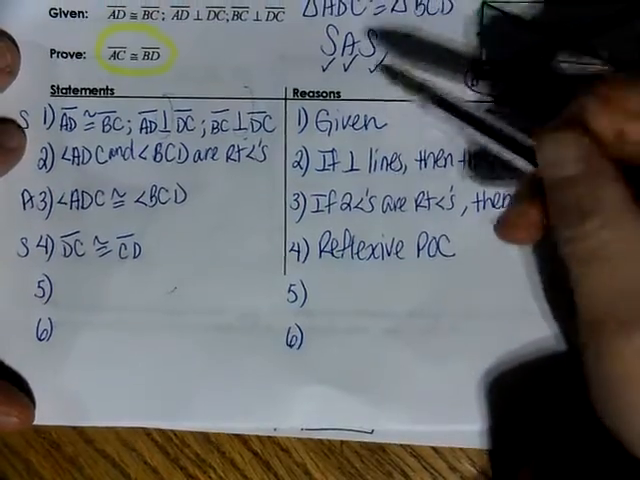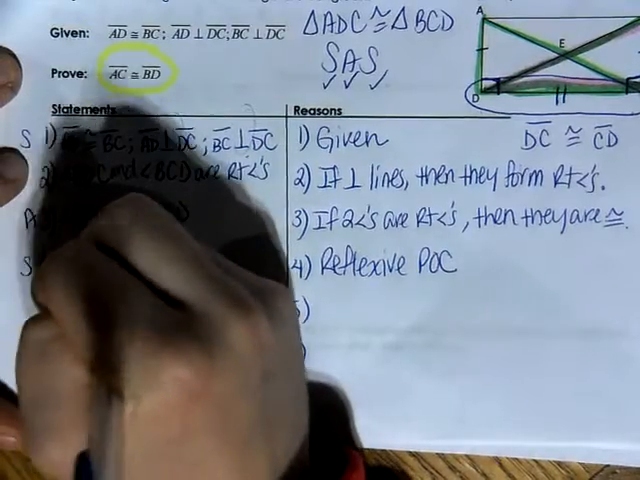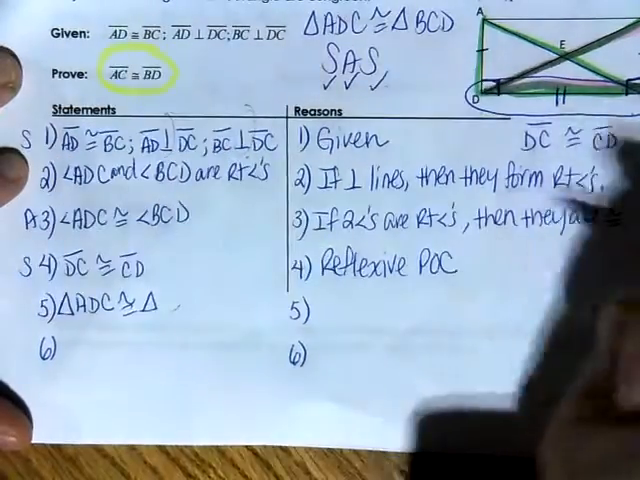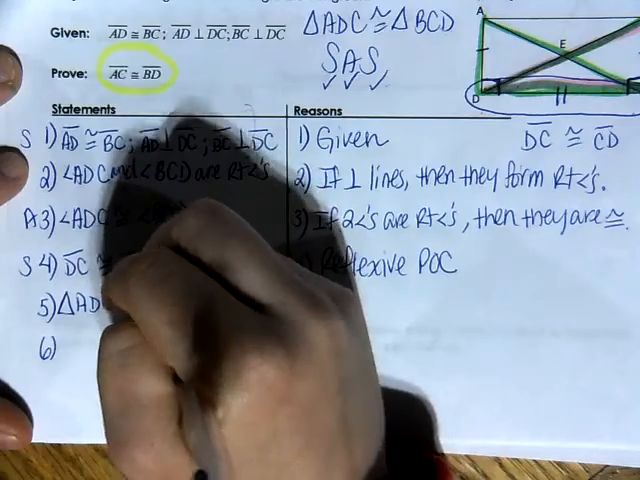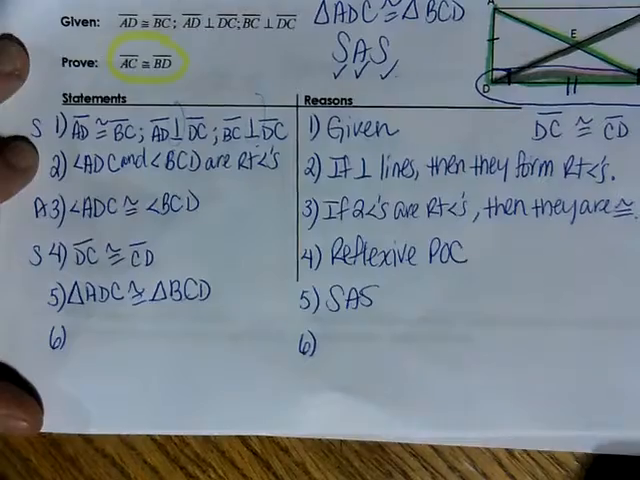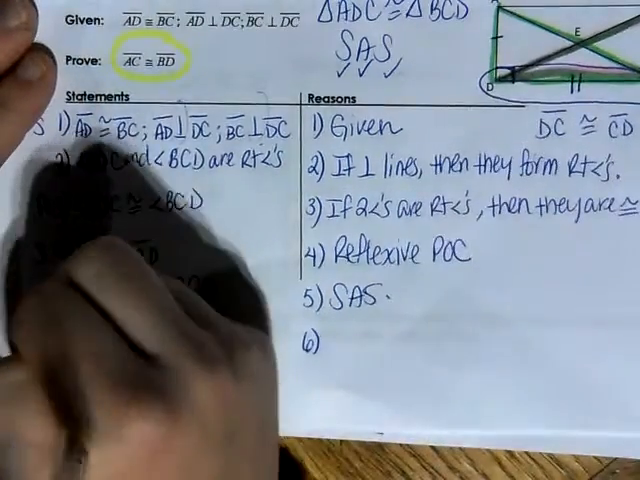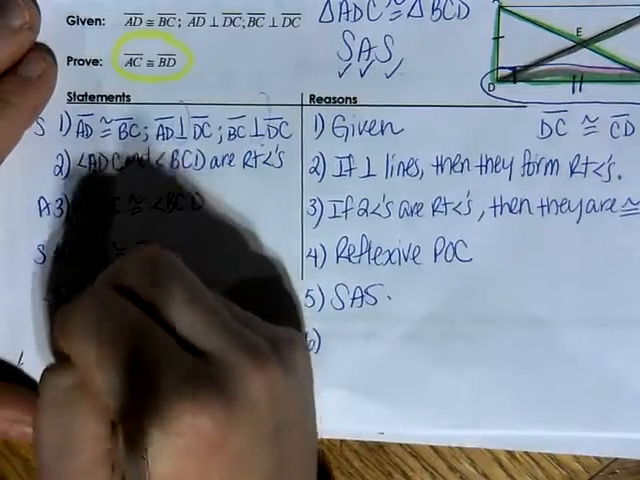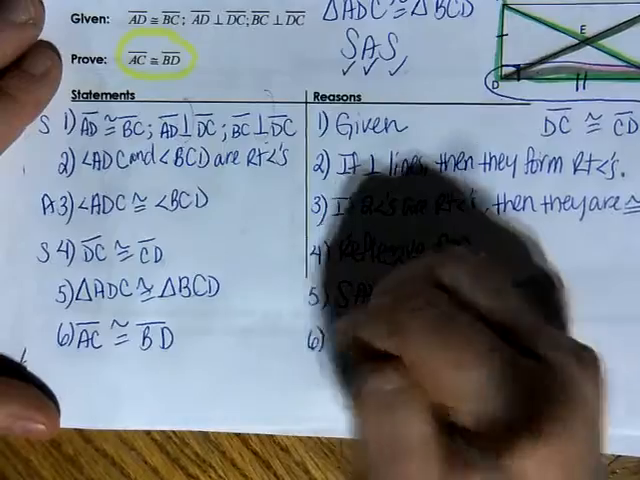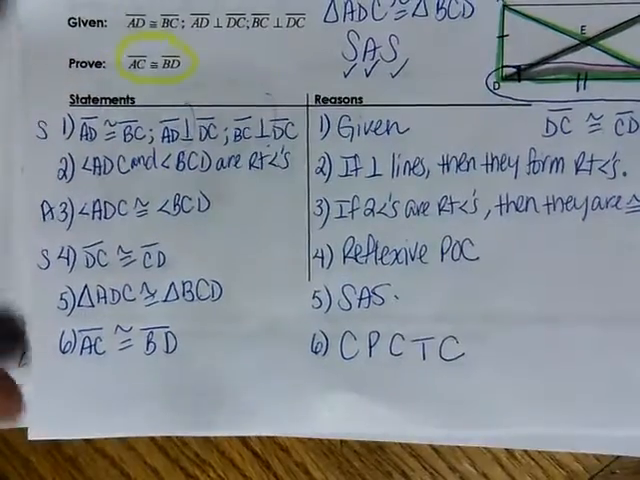So now that I have side, angle, side all checked off, I can now say that my triangles, triangle ADC, is congruent to triangle BCD. And I write that because of side, angle, side. And now this is the easy part. Now that I've proven the triangles are congruent, I can now say that AC has to be congruent to BD because of corresponding parts of congruent triangles are congruent.